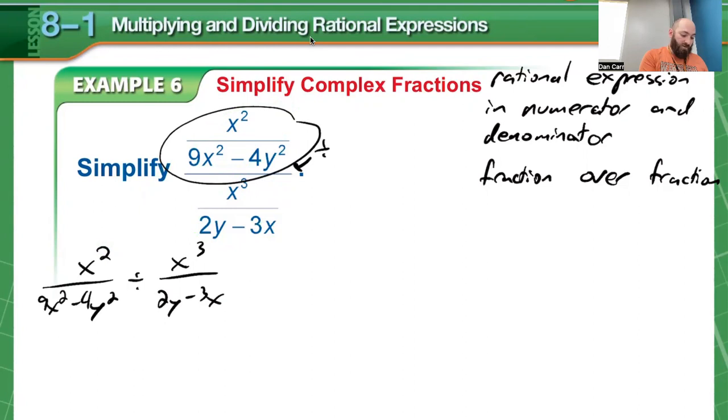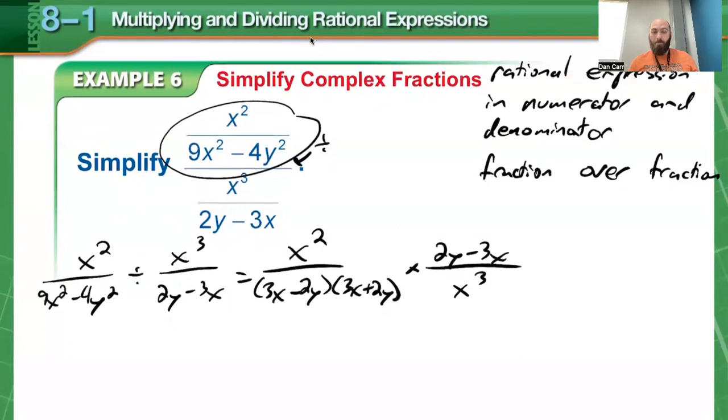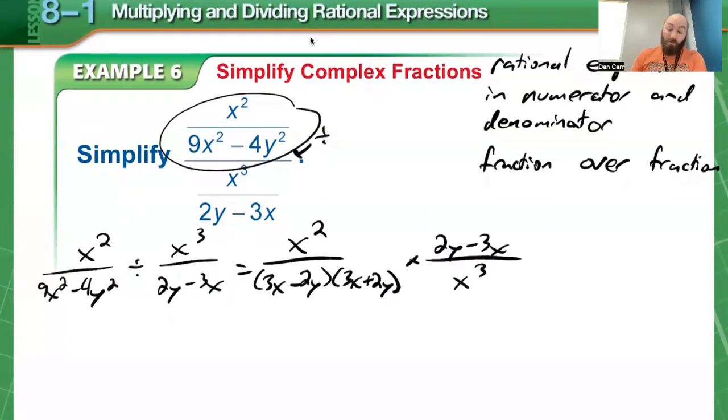So I'm going to factor this part, and I'm going to flip this reciprocal. So this is going to be x squared over, this is a difference of two squares here, so that'll actually be 3x minus 2y and 3x plus 2y. And that's going to be multiplied by 2y minus 3x over x to the third. From there, we can start canceling out our common terms.